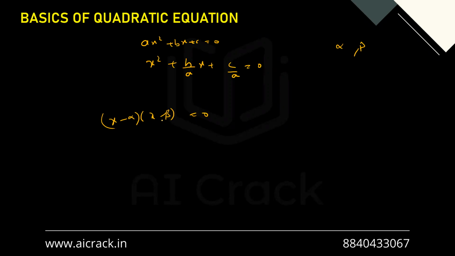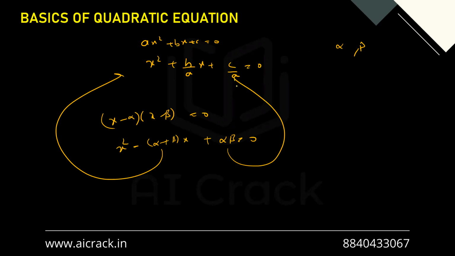So if I open this one up, that would give me x times minus alpha plus beta x square, sorry, x square minus (alpha plus beta) times x plus alpha beta equals 0. Now I can make the comparison. Alpha plus beta becomes minus b by a, and alpha beta becomes c by a. That is a very standard thing which you already have been knowing, but this is the proof.